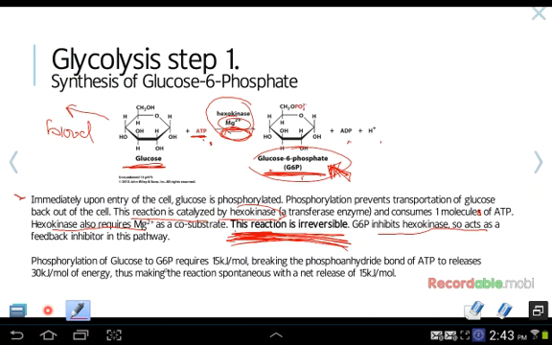Phosphorylation of glucose to glucose 6-phosphate requires approximately 15 kilojoules per mole. Breaking the phosphoanhydride bond of ATP, however, releases 30 kilojoules per mole. So we require 15 kilojoules per mole, but breaking the phosphoanhydride bond releases 30 kilojoules per mole. That gives us a net of negative 15 kilojoules per mole for the overall reaction, making it overall spontaneous and thermodynamically favorable.